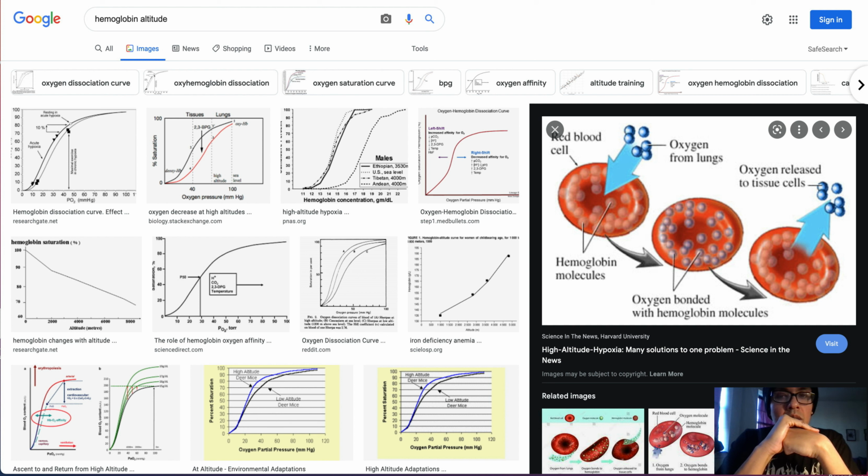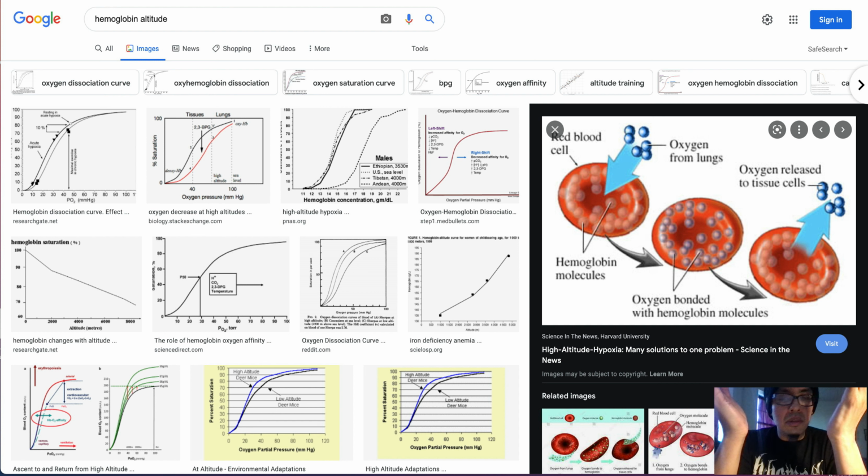So let's talk about hemoglobin and altitude. This is, again, one of the main subject matters when it comes to hemoglobin. What happens when you go to a higher altitude? Well, when you, say, take a run up in some kind of mountain range or something like that, there's less oxygen available. And why is there less oxygen available?